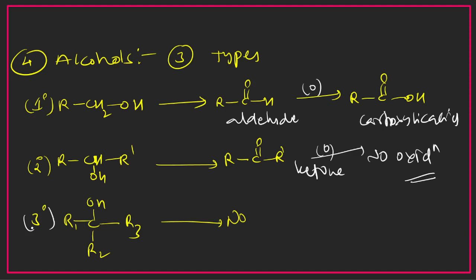Have a look at secondary alcohol. Ketones do not undergo oxidation. Remember, primary alcohols are converted to aldehyde and secondary alcohols are converted to ketone. Primary alcohols are further oxidized from aldehyde to carboxylic acid. Secondary alcohol ketones do not undergo further oxidation. Tertiary alcohol, there is no oxidation. Have a look at the next one.